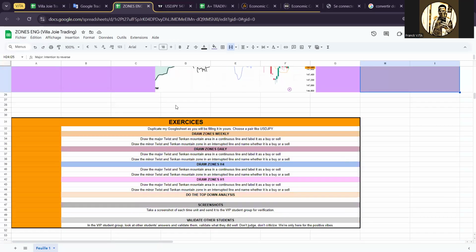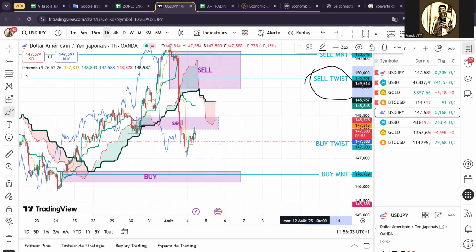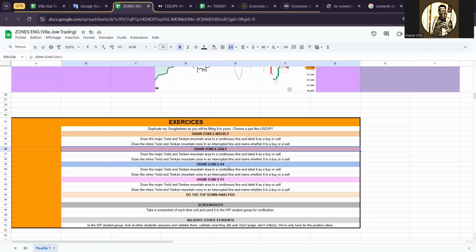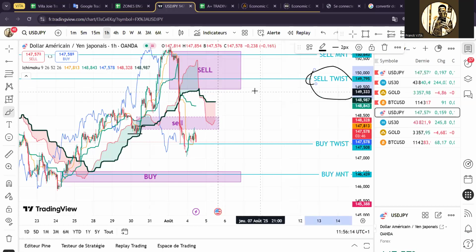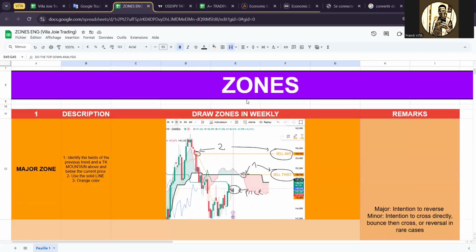So the exercise that I want you to do is this. Duplicate this Google Sheet now, then pick a pair, draw the zones on weekly, and then label them as I label on the left, from weekly, daily, 4 hour, and then do the top-down analysis. Take a screenshot of each time frame as I did. You see, I took a screenshot and placed it in the document so that you remember.